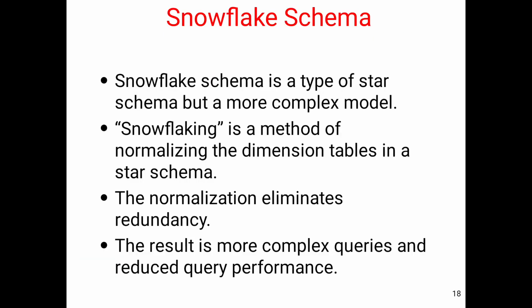Next one is the snowflake schema. This is one of the types of the star schema, but with some more complexity. Snowflake is a variant of the star schema, but we take multiple levels of dimension tables. Here we follow the normalization of dimension tables in a star schema. In the normalization process we eliminate redundancies. In this way we follow the reduction.